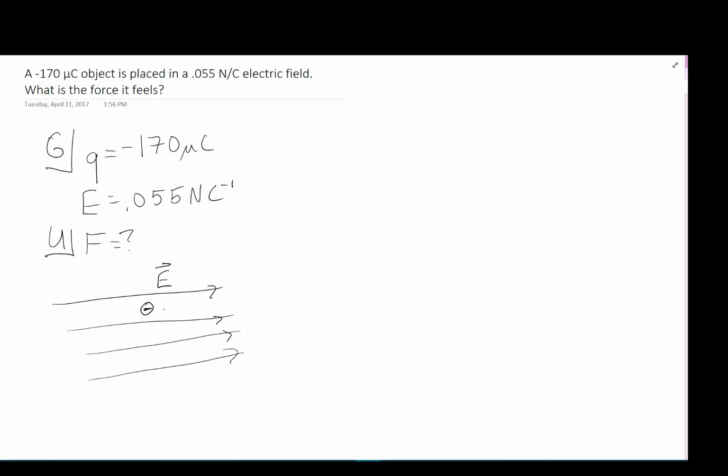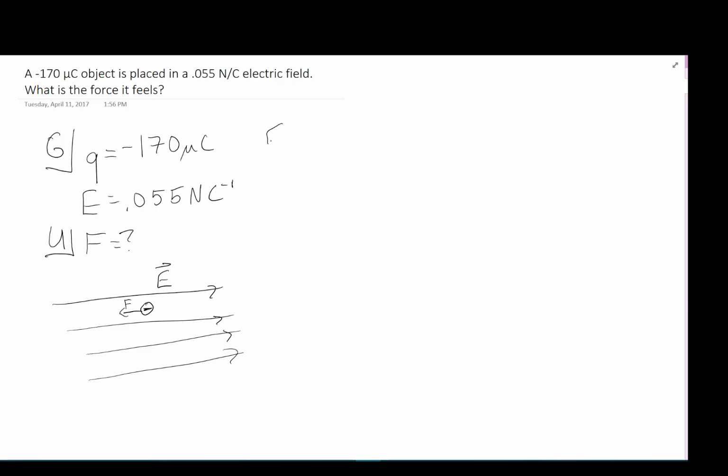As it's a negative charge, we know that positive charges feel a force in the same direction as the electric field. Negative charges are going to feel a force in the opposite direction. So the force is going to have to be in that opposite direction. And that basically shows our entire situation: we have this charge in this arbitrary electric field, and it feels a force in the opposite direction.